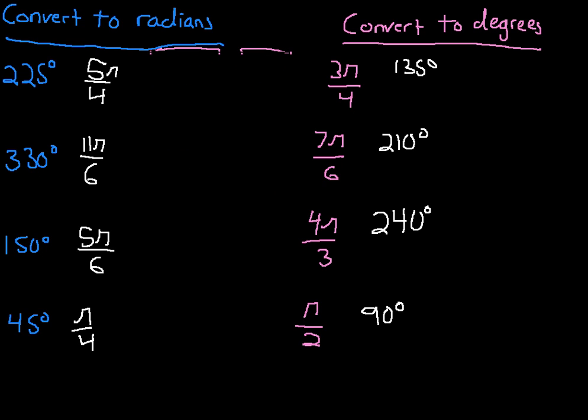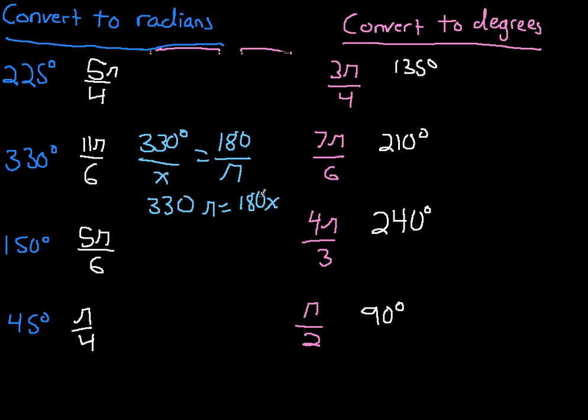For the next one, 330 degrees is equal to 11 pi over 6. The way that we find that is we do 330 over x is equal to 180 over pi. Notice the degrees line up and the radians line up. When I cross multiply, I get 330 times pi is equal to 180 times x. Divide both sides by 180. I get x is equal to 330 pi over 180. The zeros cross out, and 33 and 18 are both divisible by 3. So this reduces to our answer of 11 pi over 6.